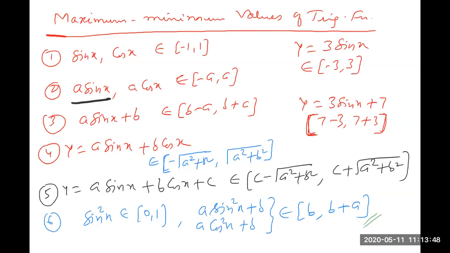So this last formula we have to use there. Sin square x being a square, squares are always positive, they cannot be negative. So sin square x will vary between 0 to 1. So a sin square x plus b will vary between b plus 0 to b plus a.